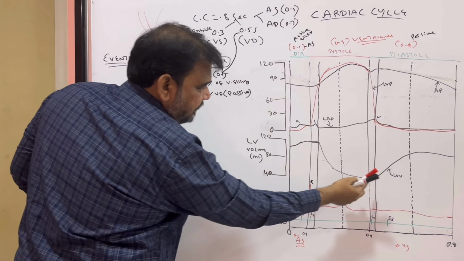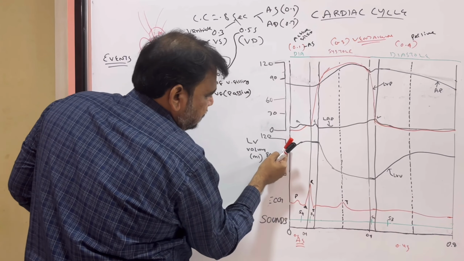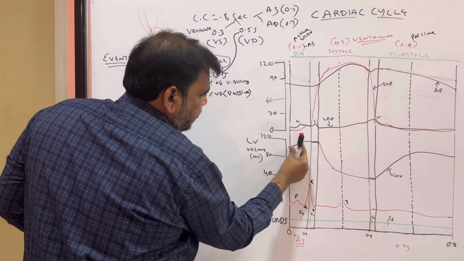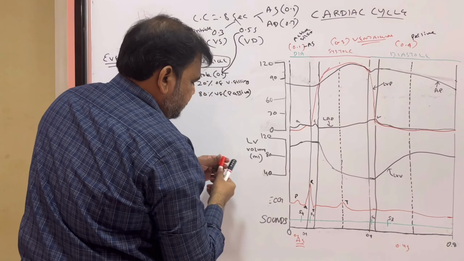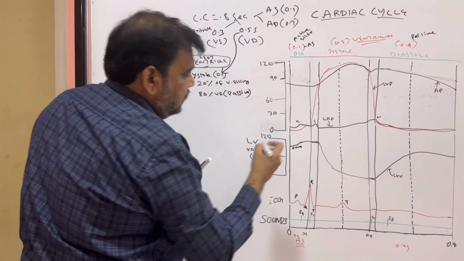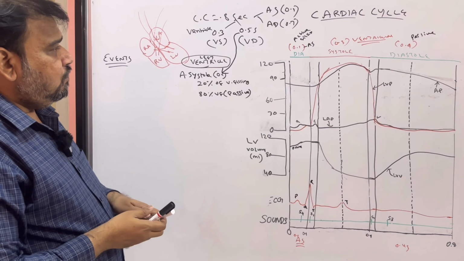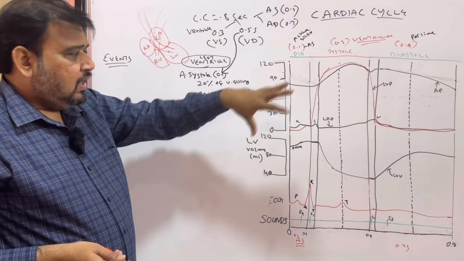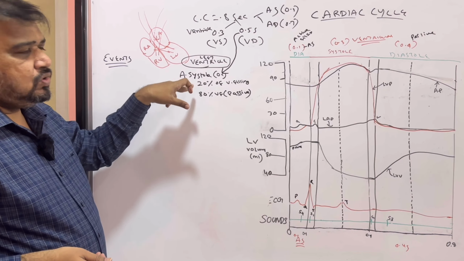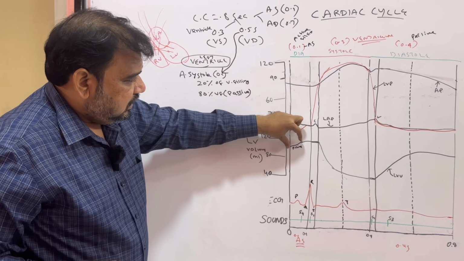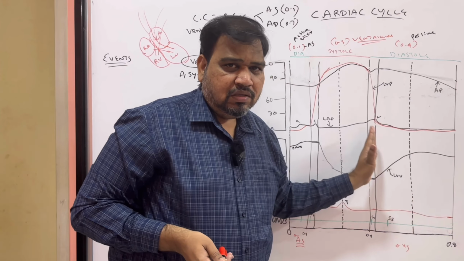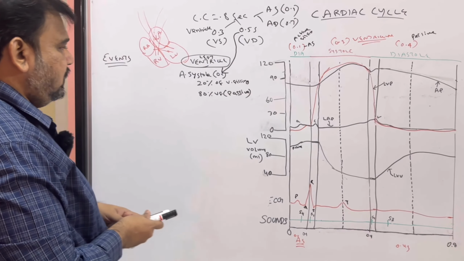See here, the ventricular volume. This is the left ventricular volume. You can see a slight increase in ventricular volume, and this increase is active. Note it down. This increase in ventricular volume is active filling. And the MCQ is: how much percentage of ventricular filling is due to atrial systole? It is 20%. The remaining 80% comes here. This is also ventricular filling, which I will be discussing later in ventricular diastole.